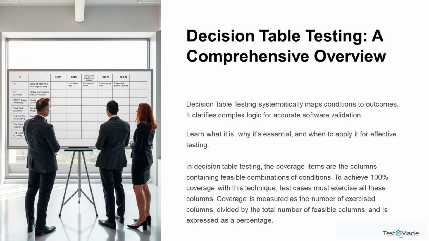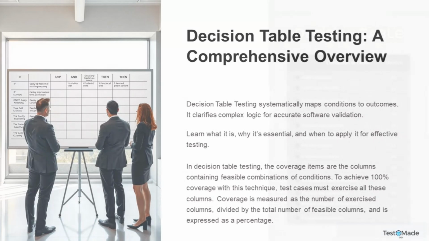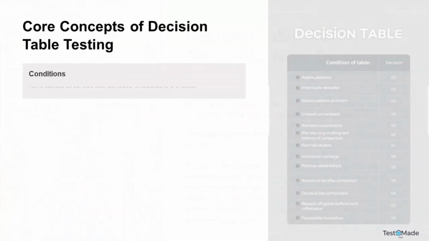In decision table testing, the coverage items are the columns containing feasible combinations of conditions. To achieve 100% coverage with this technique, test cases must exercise all these columns. Coverage is measured as the number of exercised columns divided by the total number of feasible columns and is expressed as a percentage.